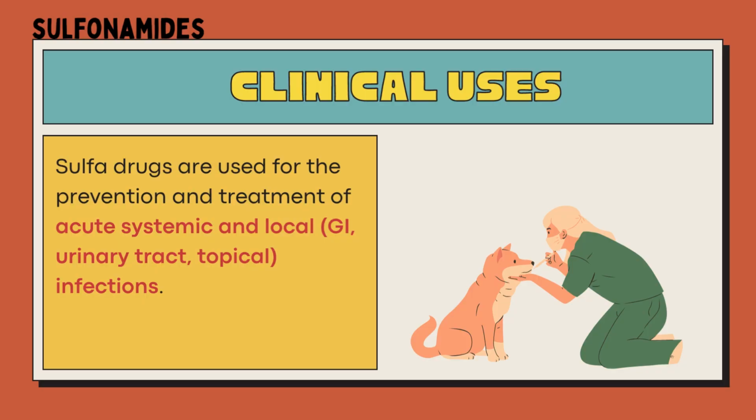Meanwhile, in clinical uses of sulfonamides, sulfa drugs are used for the prevention and treatment of acute systemic and local infections in GI, urinary, and other tropical infections. The diseases cured by sulfonamides are actinobacillosis, actinomycosis, strangles in horses, coccidiosis, mastitis, metritis, colibacillosis, infectious polyarthritis, infectious keratitis, pneumonia, respiratory infections, urinary tract infections, pododermatitis, toxoplasmosis, meningitis, and foot rot.